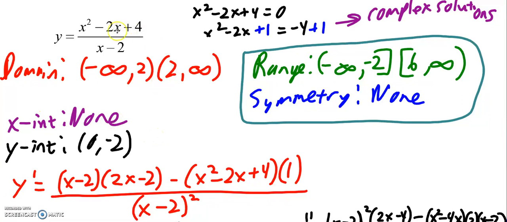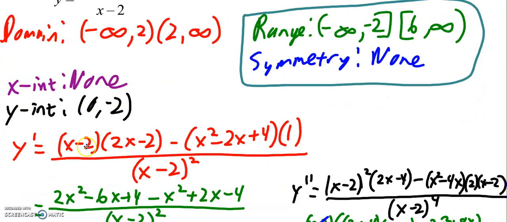X-intercepts, I have none. So to find x-intercepts, I set the numerator equal to 0. But if I try to solve this, it does not factor. And I can see before I even finish, so I started to complete the square, and I can see that because this is -4 plus 1, I would end up with complex solutions. So as soon as I see that, I can stop. I don't need to actually find them because they're not technically x-intercepts. They would be zeros if the question asked me for zeros, but it didn't. Y-intercept, plug in 0 for x, and I get 4 over -2, which is -2.